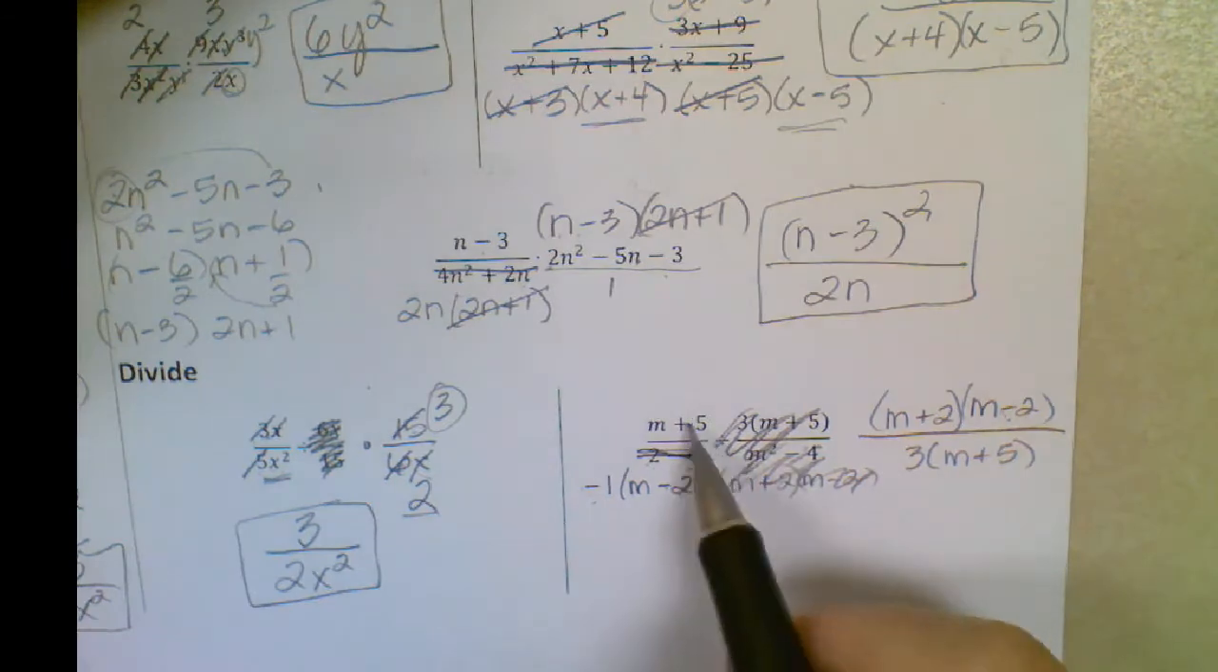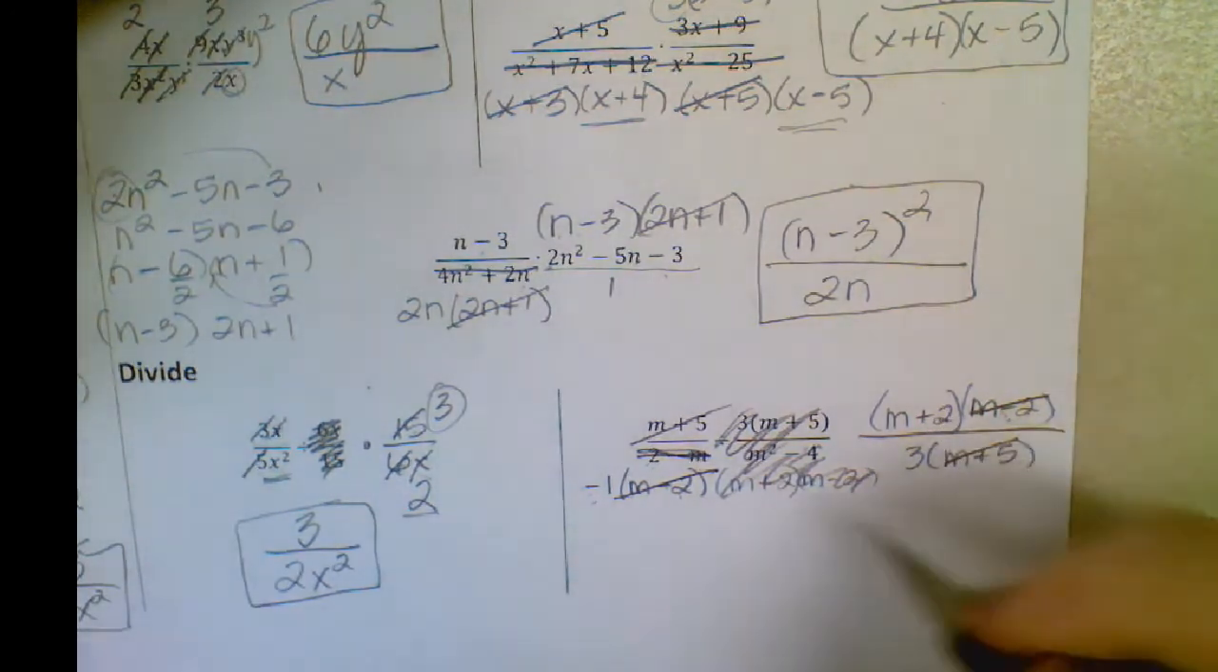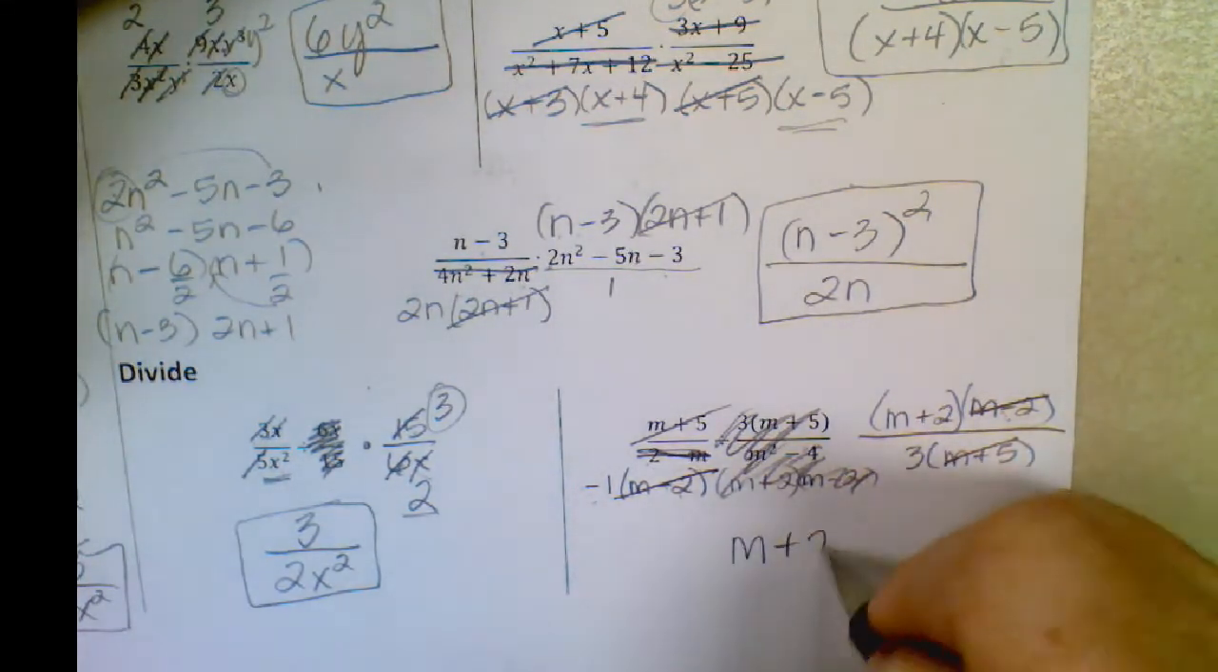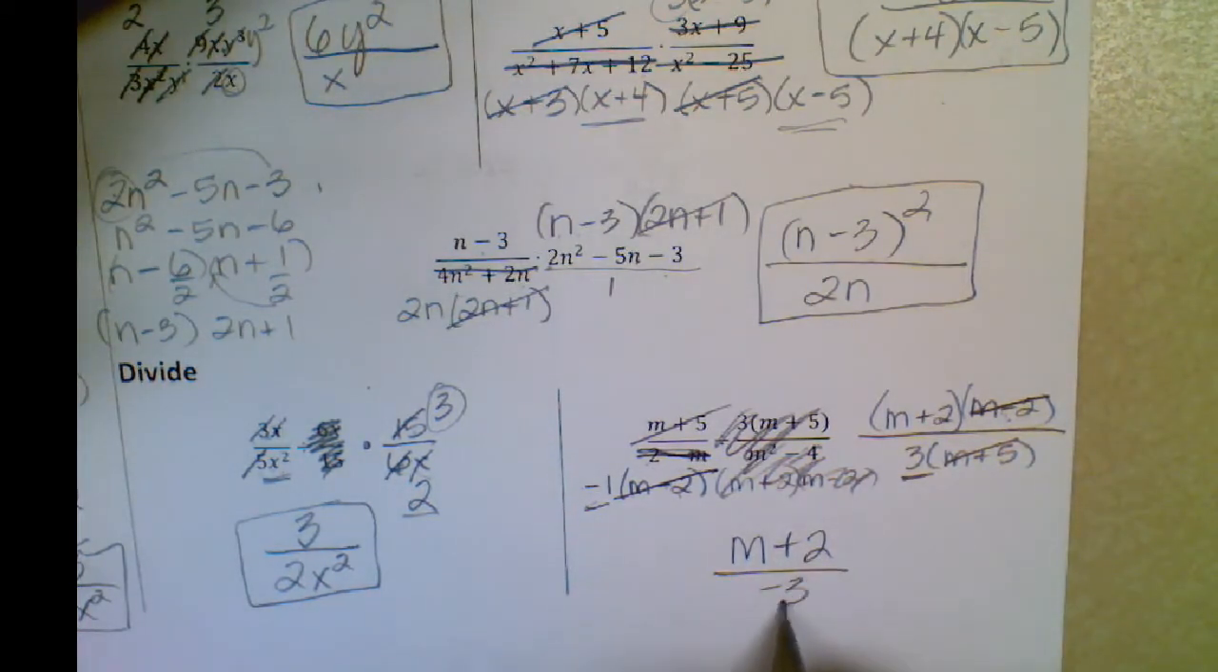So now we can cancel. So our m plus 5's cancel. Now that m minus 2 is going to cancel. So on the top, all we have is m plus 2. And on the bottom, all we have is 3 and -1. So we just multiply those together and get -3.